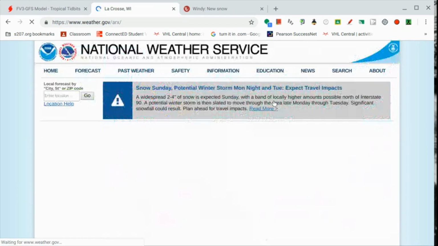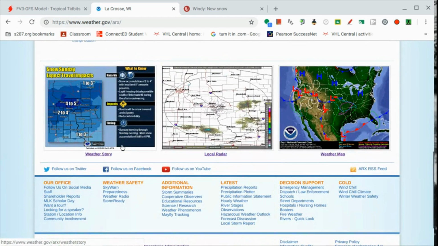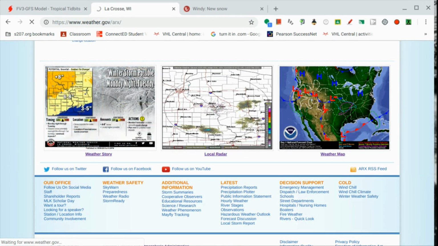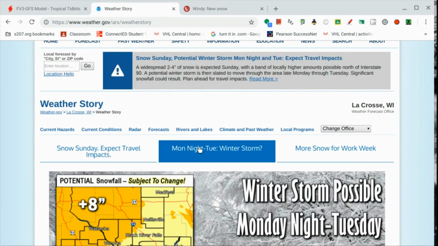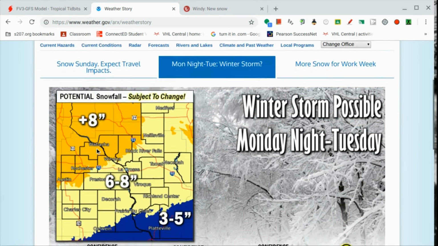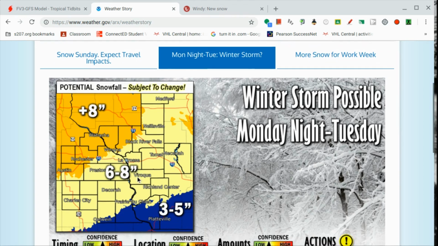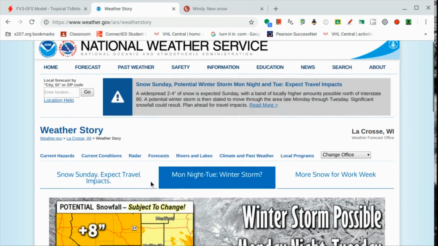But if you click on that same location, they're already talking about the potential for another system. Again, you could see winter storm possible into Monday night into Tuesday. They're showing 8 inches plus around the Minneapolis area, central Minnesota, northern Wisconsin, and the further south you go, the lesser the amounts.